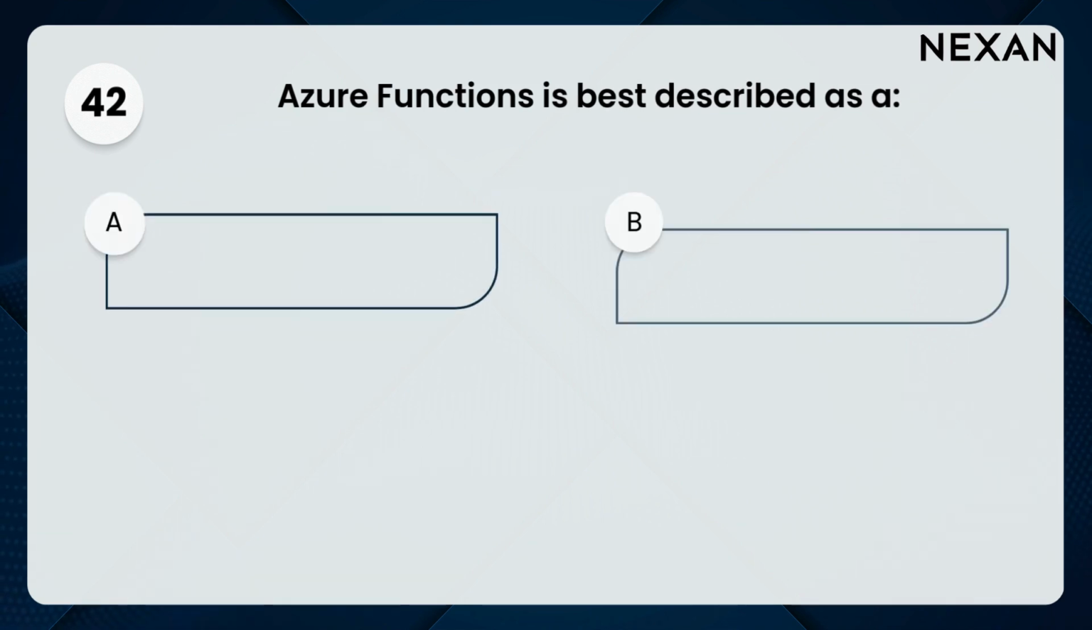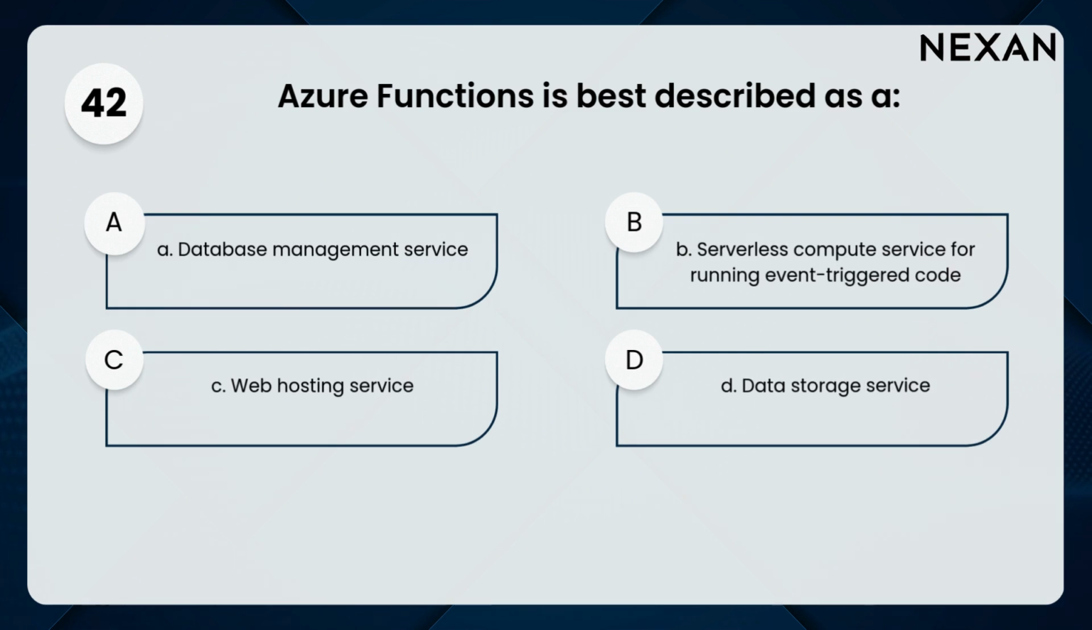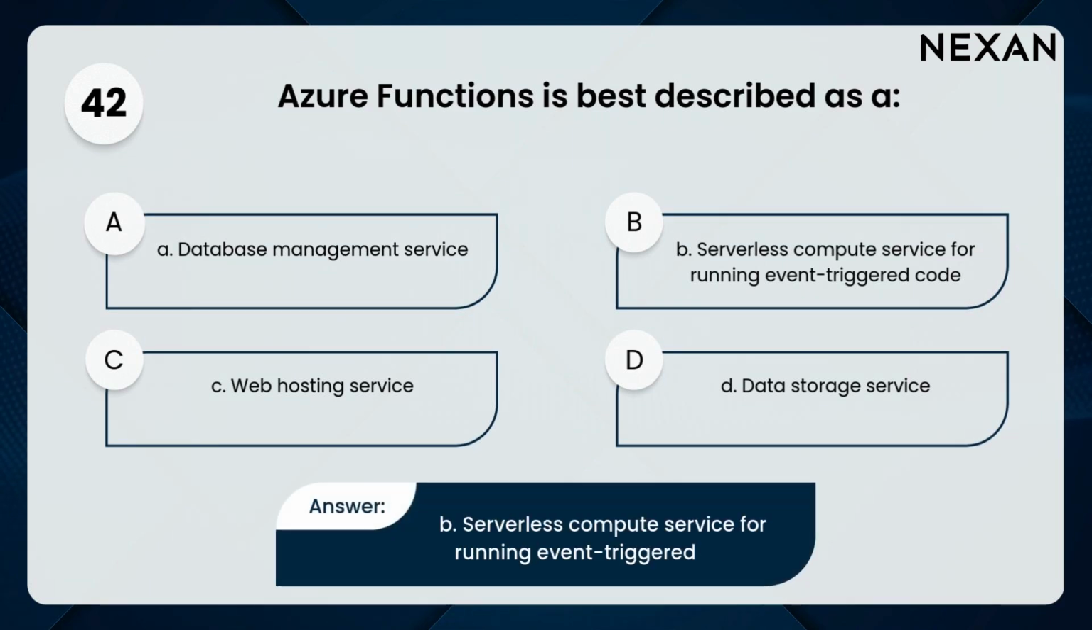42. Azure Functions is best described as A, database management service. B, serverless compute service for running event-triggered code. C, web hosting service. D, data storage service. Answer: B, serverless compute service for running event-triggered code.